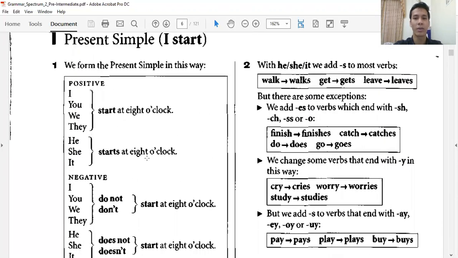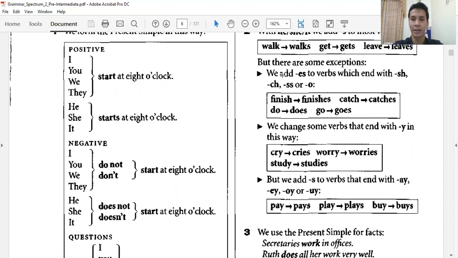But now we look at number 2, how we use it. With he, she, and it, we add s to most verbs. So that is just most verbs. It's not all the verbs we add s to when we use he, she, and it in present simple. For example, walk, we change to walks. We just add s. Get changes to gets. Leave, we change to leaves. But there are some exceptions.